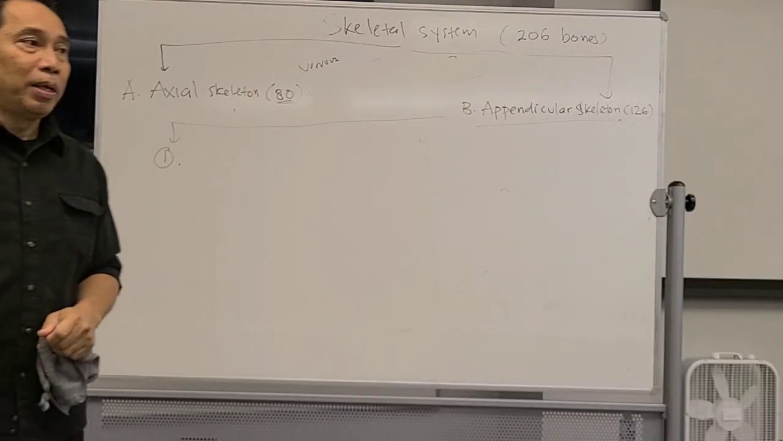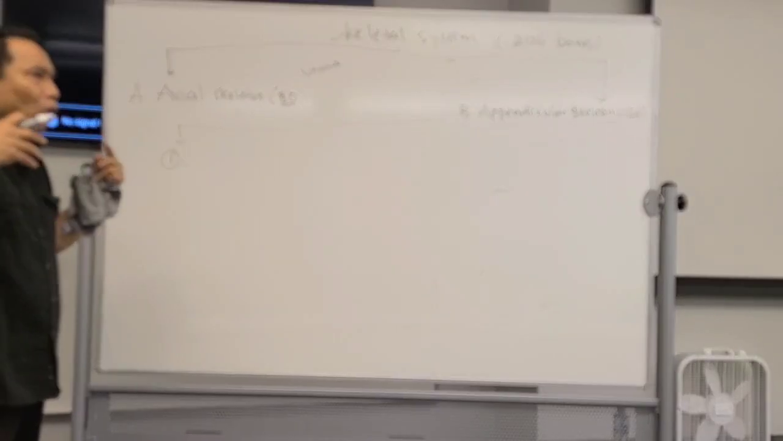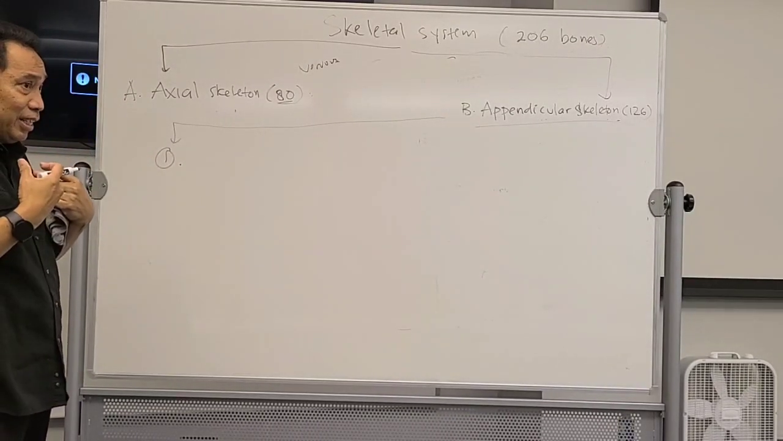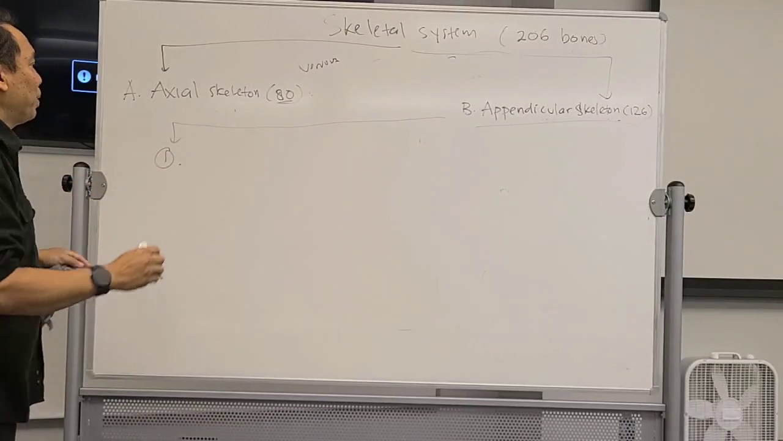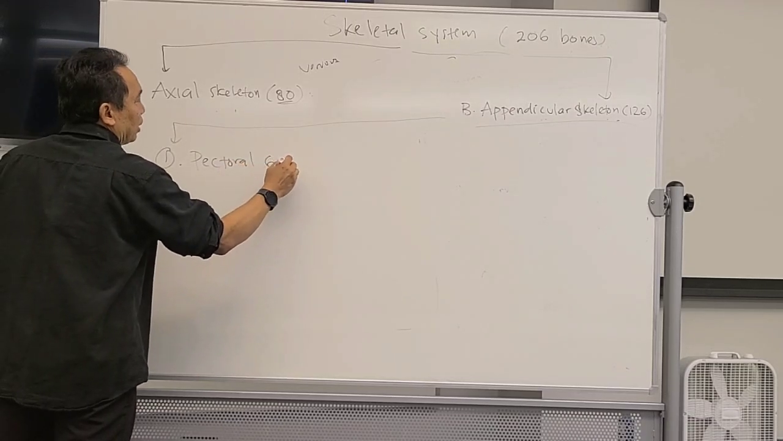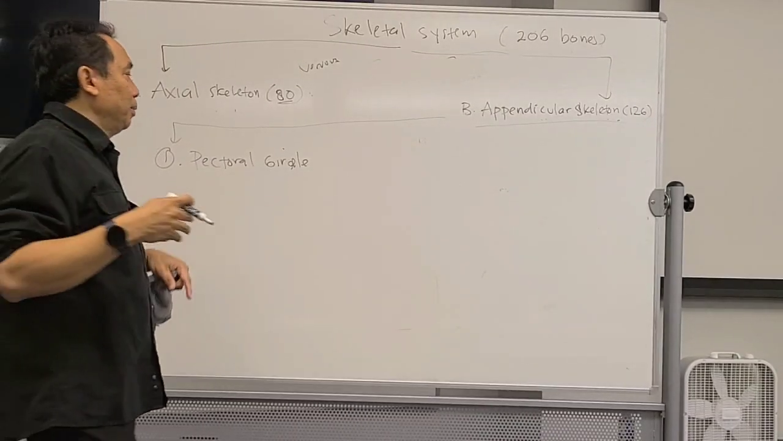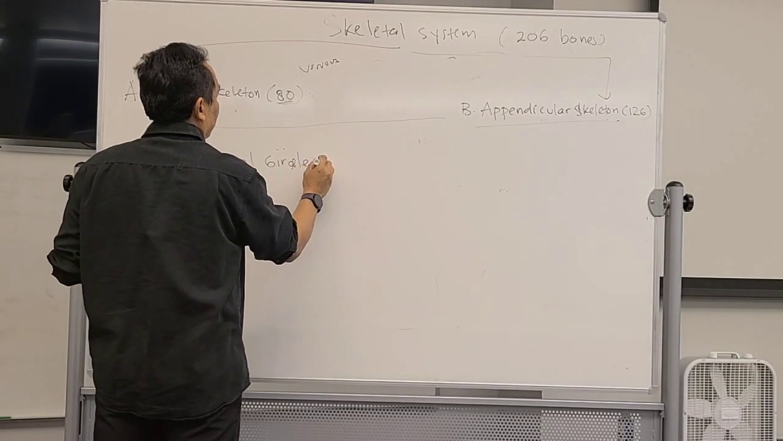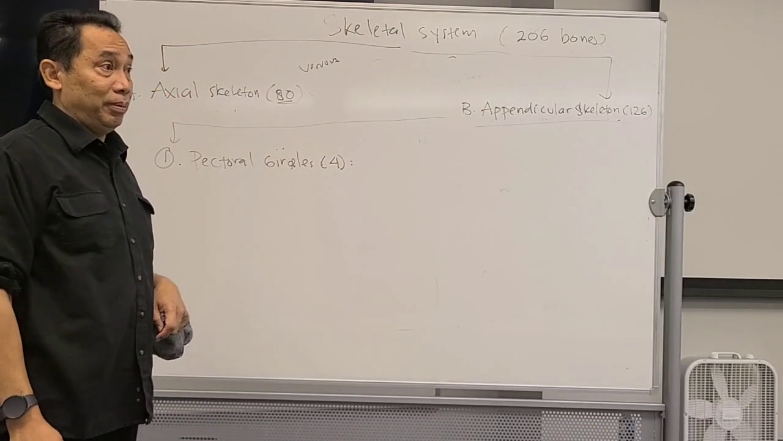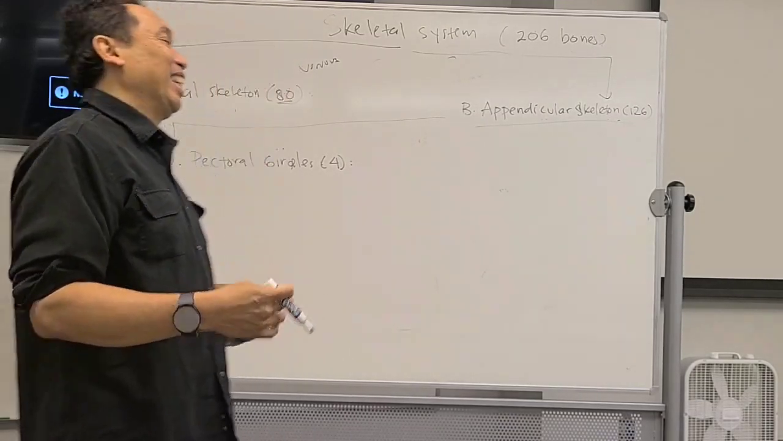The first group is the bones that hold the upper limb. It is attached to your axial skeleton and it will hold your upper limb. It's called the pectoral girdle because it is on your pec. How many bones over here? You have 4 bones. Again, you only memorize 2 names.